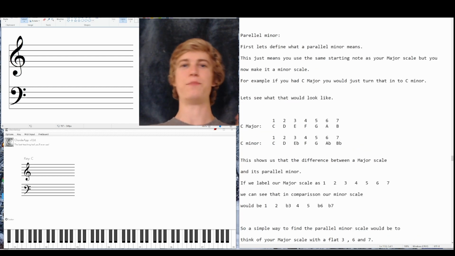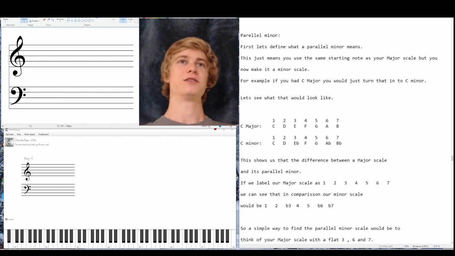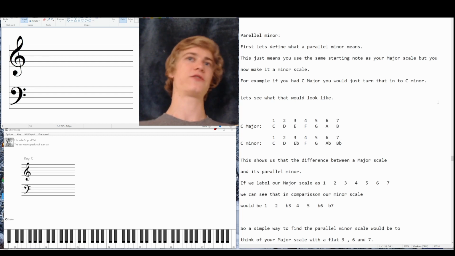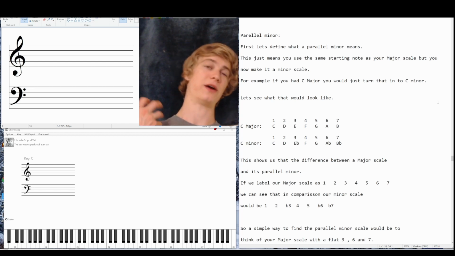Okay, so now we have parallel minor. First, let's define what a parallel minor means. This just means use the same starting note as your major scale, but now you make it a minor scale. For example, if you had C major, you would just turn that into C minor. Let's see what that would look like. So as you can see here, we have C major, and now we're going to create C minor. As you can see, it's quite different. We have three flats compared to our original key. So this shows us the difference between a major scale and its parallel minor.